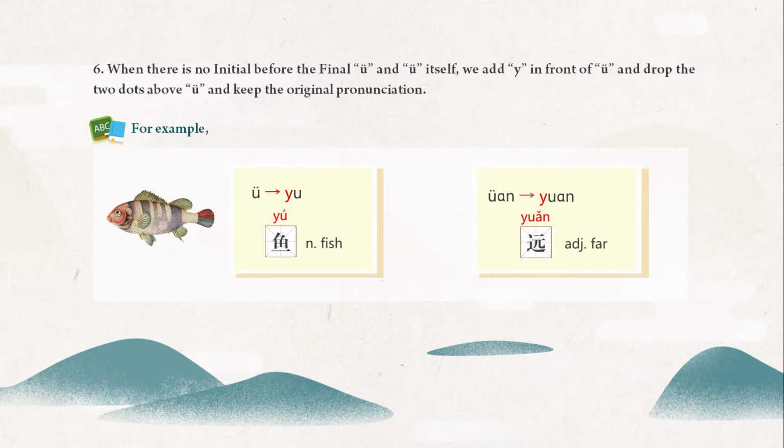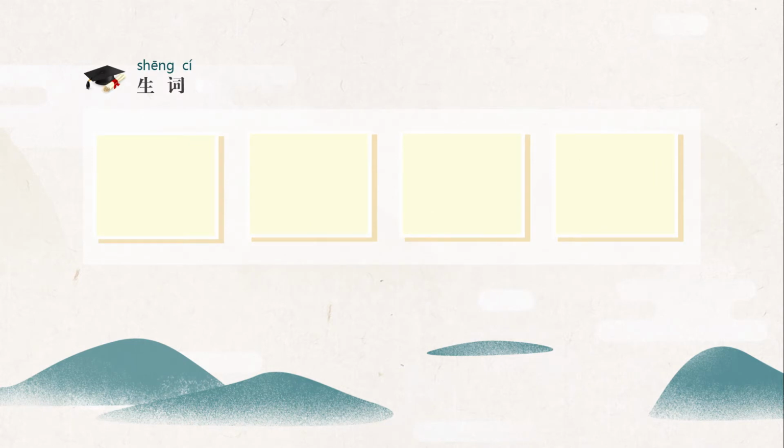Nice work. You made it. I believe that you can pronounce zero initials well. Next, let's learn some new words which are useful in daily life and related to the finals we learned before. Third part, 生词.